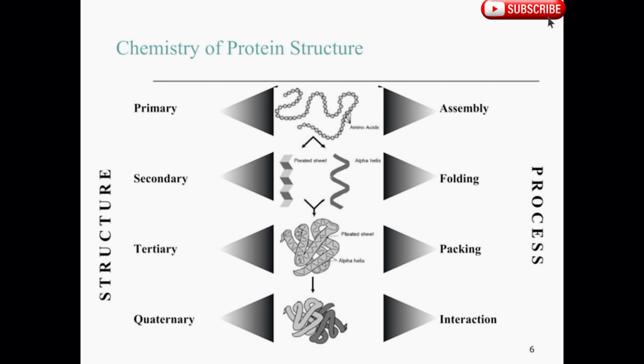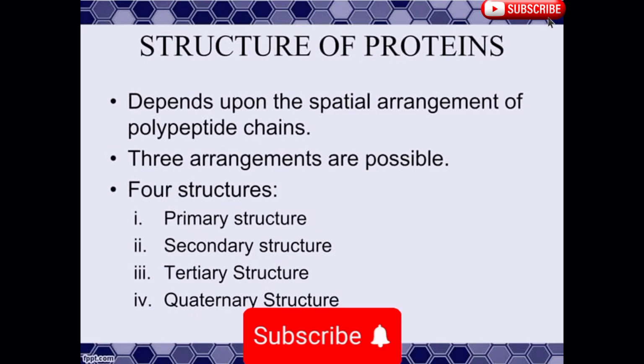The levels of structure or organization of a protein. The protein can be divided into four different types based on their organization or level of structure. So primary, secondary, tertiary as well as quaternary structures are present within the protein, depending upon the spatial arrangement of the polypeptide chain. The protein can be divided into four types: primary structure, secondary, tertiary, and quaternary structure.